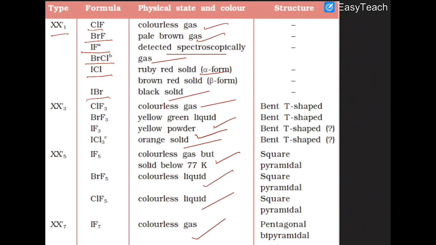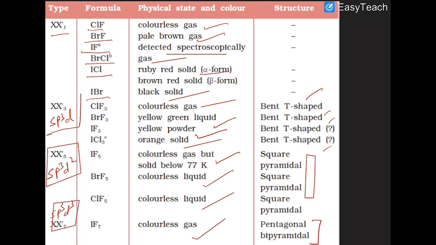In case of all XX'3, they are all bent T shaped, so the hybridization is sp3d. In all of the XX'5, it is square planar, so the hybridization is sp3d2. And in case of XX'7, it is pentagonal bipyramidal, so hybridization is sp3d3. So these are the hybridizations you have to understand. Clear? Sure about that? You have to memorize that.